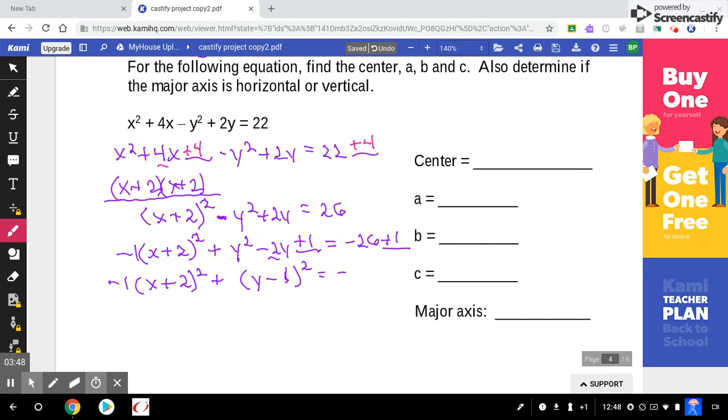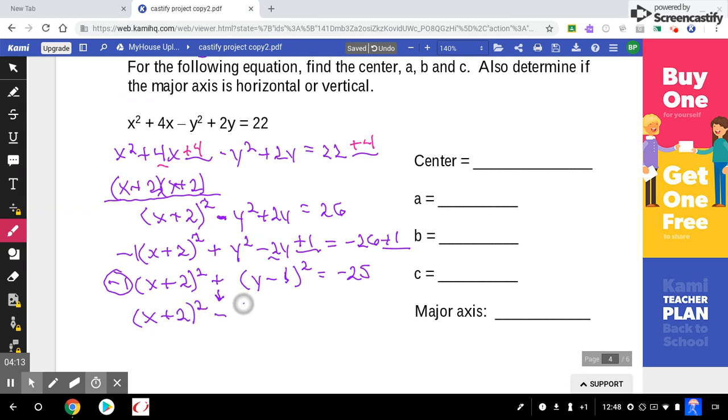So let's clean up the -26 and the 1. Gives me -25. So we're almost home. Now, again, a hyperbola equation has a subtract sign in the middle, so it would make sense for me to change that guy to a minus. Well, if I'm going to change that guy to a minus, it means I'm going to change that guy to a plus, or change it back.